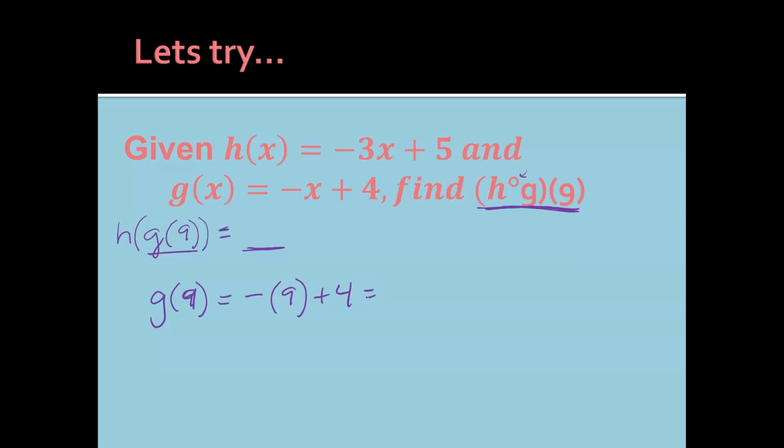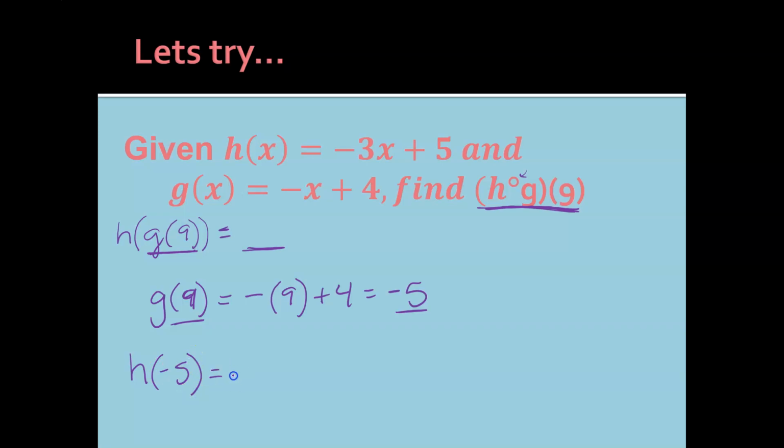So then use your calculator or Desmos, and we're going to say -9 plus 4, and that's going to give me -5. So now I know that g of 9 is equal to -5. So therefore, I can replace g of 9 with -5. So now I have h of -5.